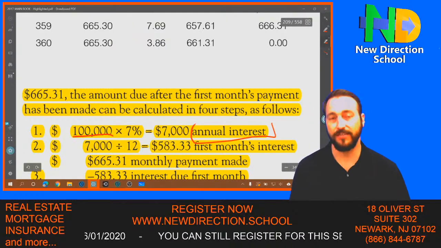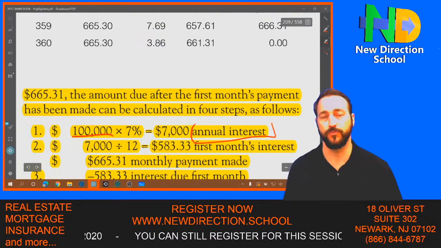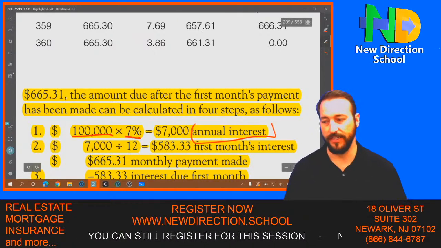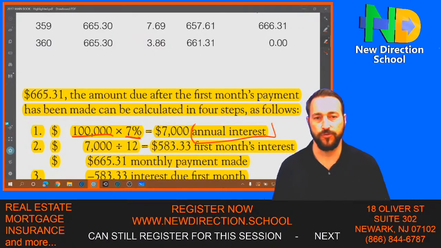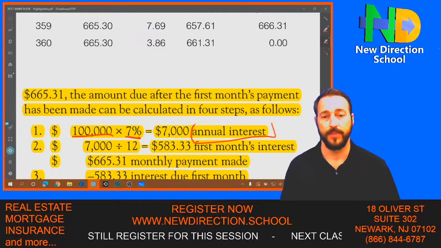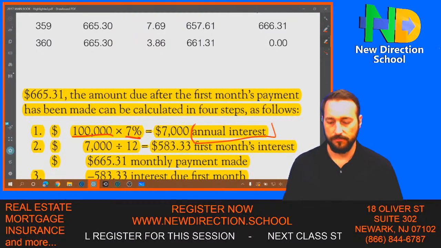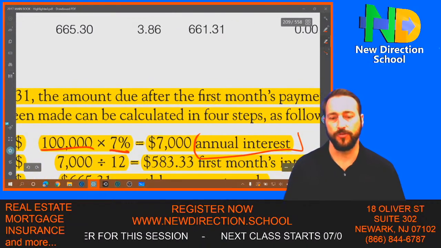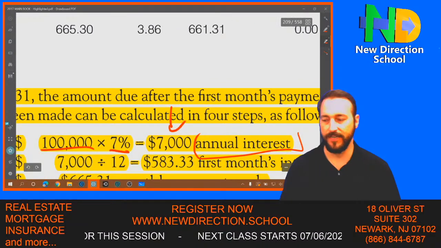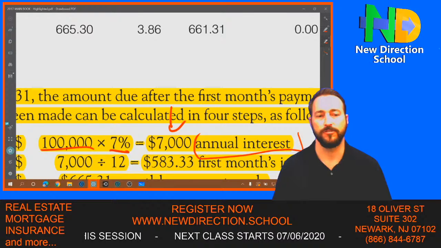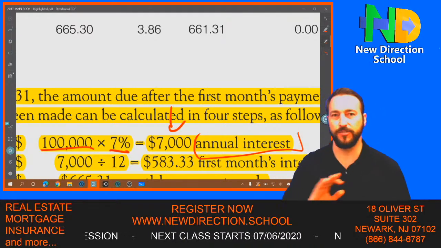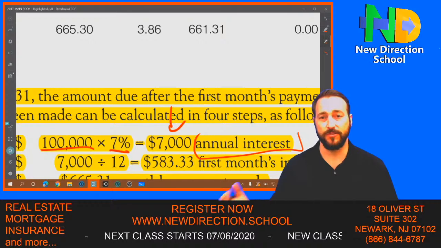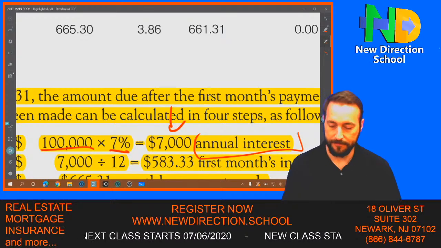We have $100,000, right, which is what the principal is according to the question. We have 7%, which is what the interest rate is according to the question, right? What do we have to do? Well, multiply it, and we know that the annual interest is $7,000. That one's easy. It's the easiest one we can get. How do you figure out the annual interest? It's principal times interest. We're done.